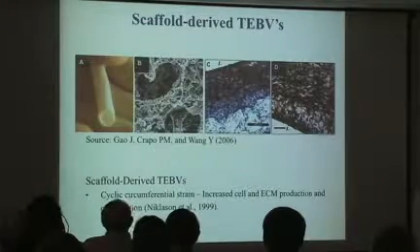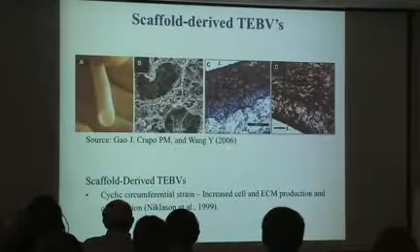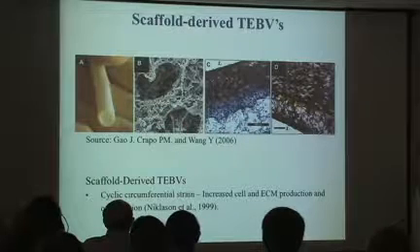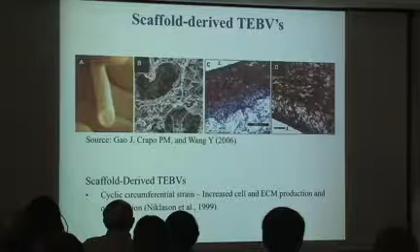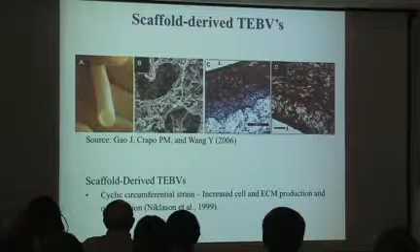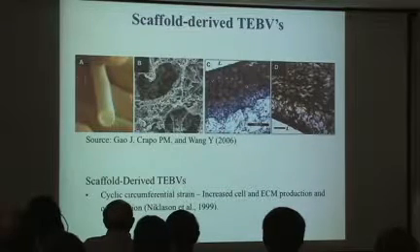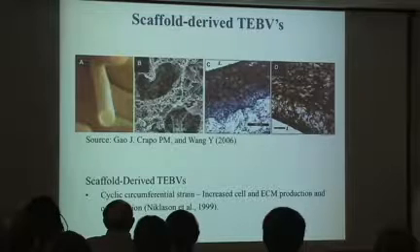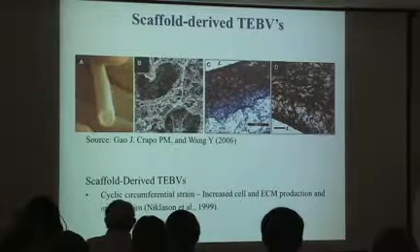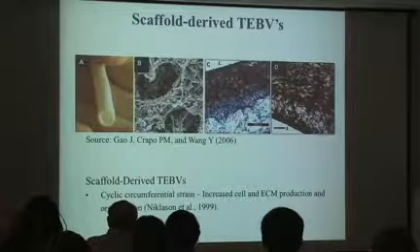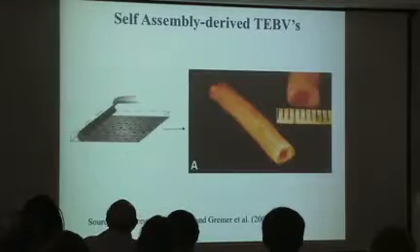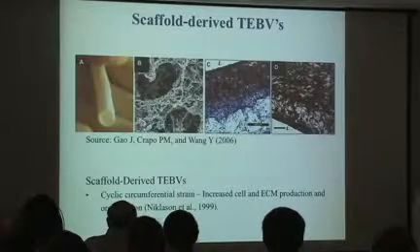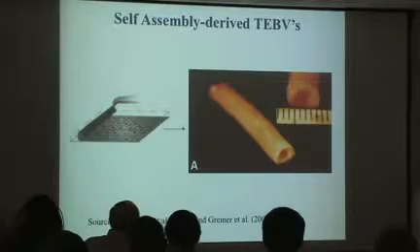Another approach we're working on in our lab is a collaboration with Yadung Wang, who was at Georgia Tech and now is at University of Pittsburgh, with scaffold-derived tissue-engineered blood vessels. Again, the scaffolds are seeded with smooth muscle cells and lined with endothelial cells. Scaffold-derived vessels have also been shown to respond to mechanical loading. Again, cyclic strain increases cell and extracellular matrix production.